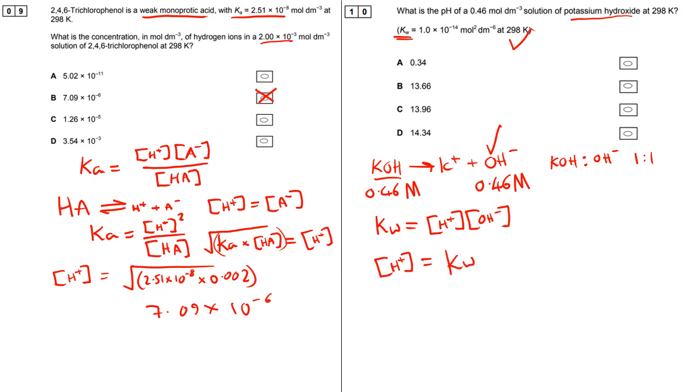H+ equals Kw divided by the hydroxide concentration, or 1 times 10 to the minus 14 divided by the concentration of OH-, which is 0.46. And that gives us a hydrogen ion concentration of 2.1739 times 10 to the minus 14 moles per decimeter cubed.